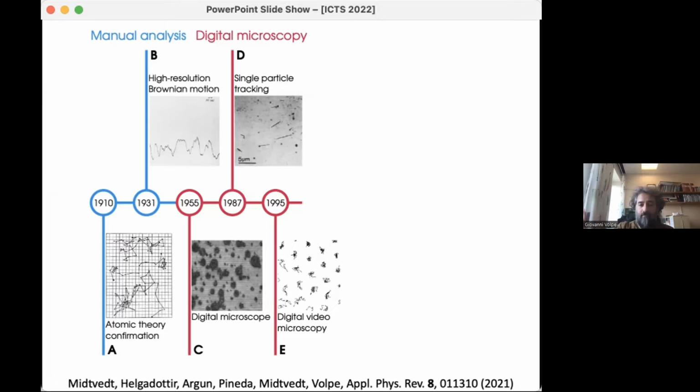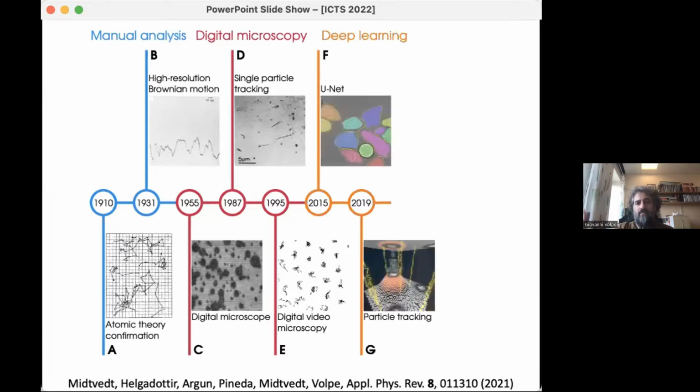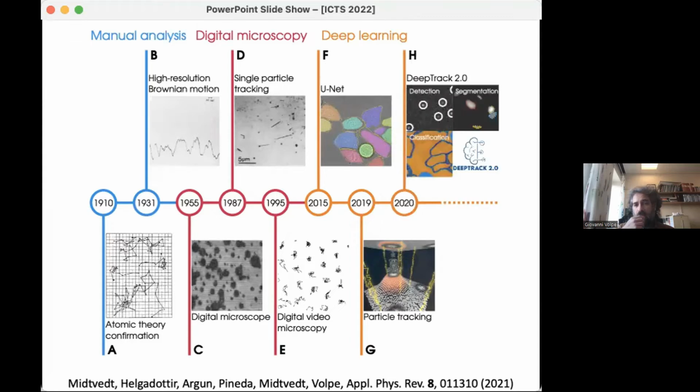microparticles comes from. Okay, but this field grew, and until very recently, when deep learning came into play, we also developed our own software suite, which I will not speak too much about, but I obviously encourage you to have a look at.